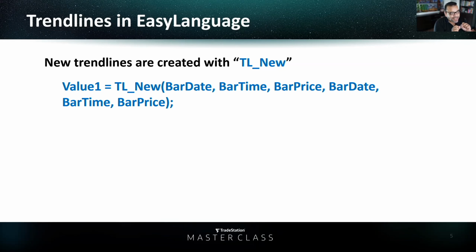But the interesting thing here is that once you use the word TL_new, inside parentheses, what's going on here? You have a bar date, bar time, bar price, and then it repeats again: bar date, bar time, bar price. Why is that? Because we said it at the beginning. You need 3 data points for each one of the anchor points. And how many anchors do we have on a trend line? We have 2. So in order for EasyLanguage to draw any trend line, it needs 6 data points. Where it's going to begin and at what price, and where it's going to end and at what price. So always remember that.